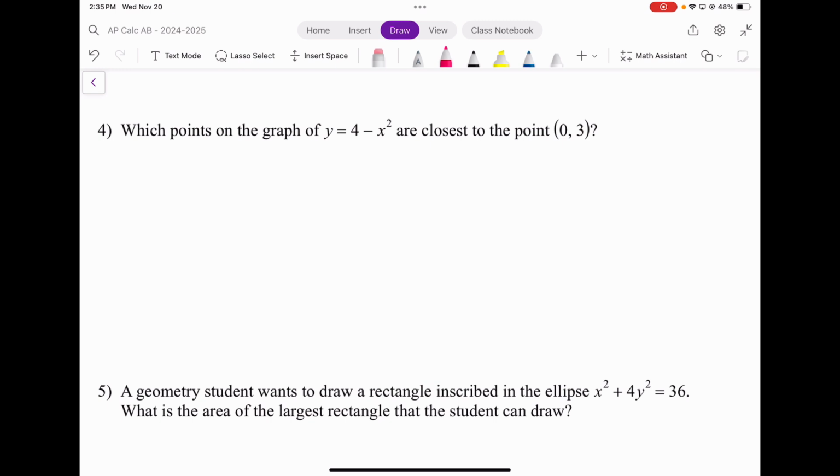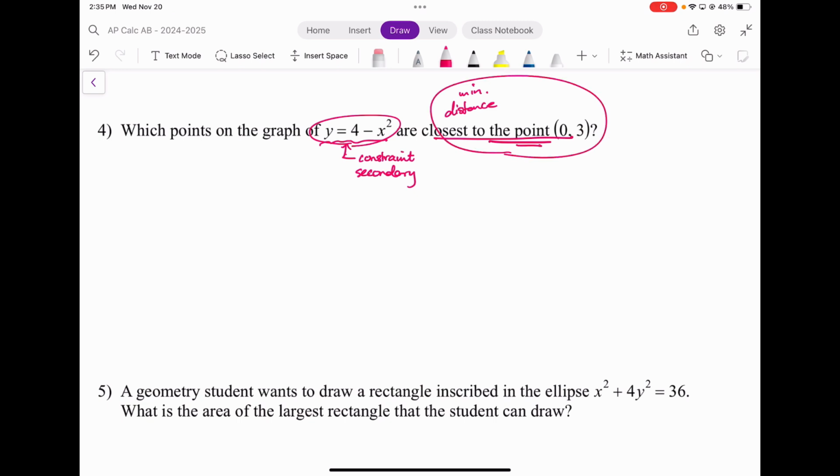All right, so which points on the graph of this are closest to the point here? So this is what's constraining us, right? We have to be on this curve. So this would be where our secondary comes from. In fact, it is this equation. By closest, we're talking distance, the minimum distance, right? So this concept here is my primary.